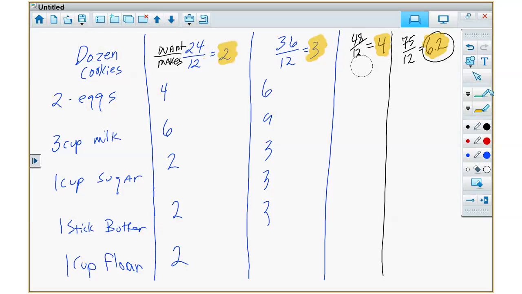In other words, how do you get that number? Well, you do 48 over 12. It's a ratio. 48 over 12 is the number that you want over the number that the recipe makes. And that's how you get that number.